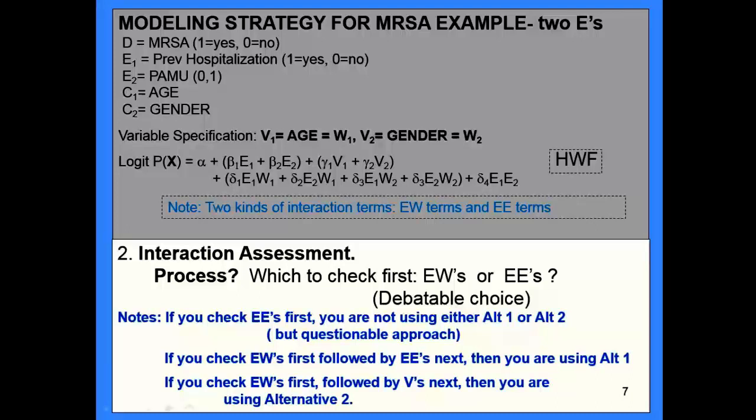If I check the EW's followed by the EE's, then I'm using alternative 1. If I check for the EW's followed by the V's and then the EE's, then I'm using alternative 2. So I have 2 choices. Will I get the same answer? No, not necessarily. You hardly ever get the same.